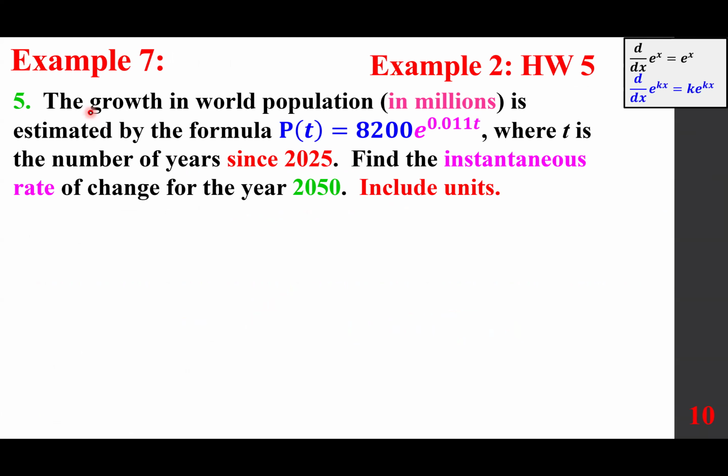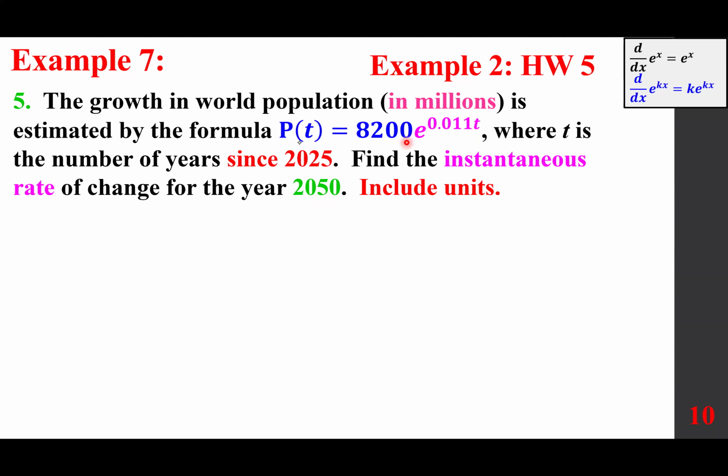The growth in world population in millions is estimated by the formula P(t) = 8200 e^(0.011t), where t is the number of years since 2025. Find the instantaneous rate of change for the year 2050, include units. In this class, you should always include units if you're dealing with an application. So simply put, instantaneous rate of change.